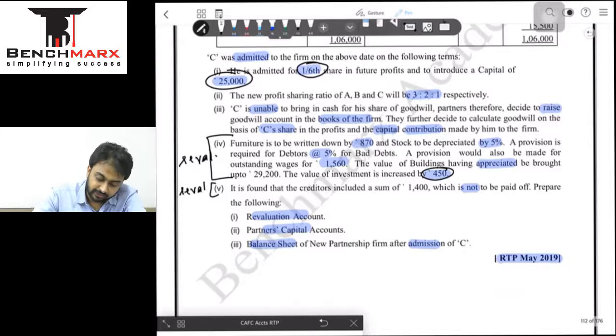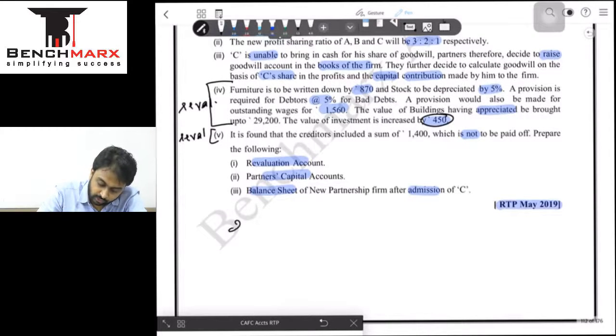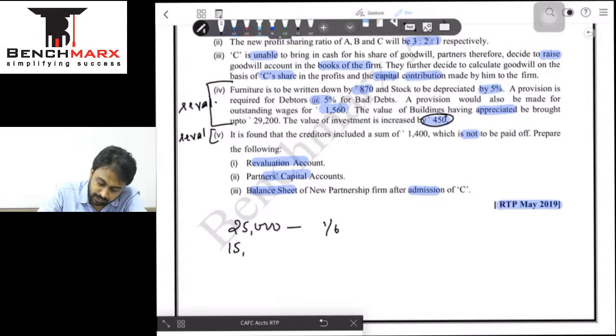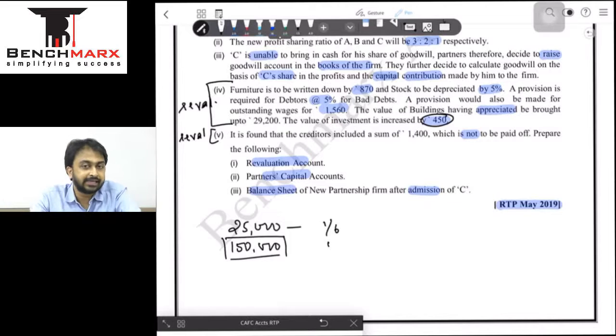I'll do it in rough, then we'll discuss. 25,000 is his capital contribution for 1/6 share. Okay, so if 25,000 is for 1/6 share, what is the firm's total capital? Can I say 25,000 into 6 by 10? That is as good as saying 1,50,000. ठीक है, ये अपना हो गया for entire share. This is the capital that should be, considering his share in the profits and his capital contribution.